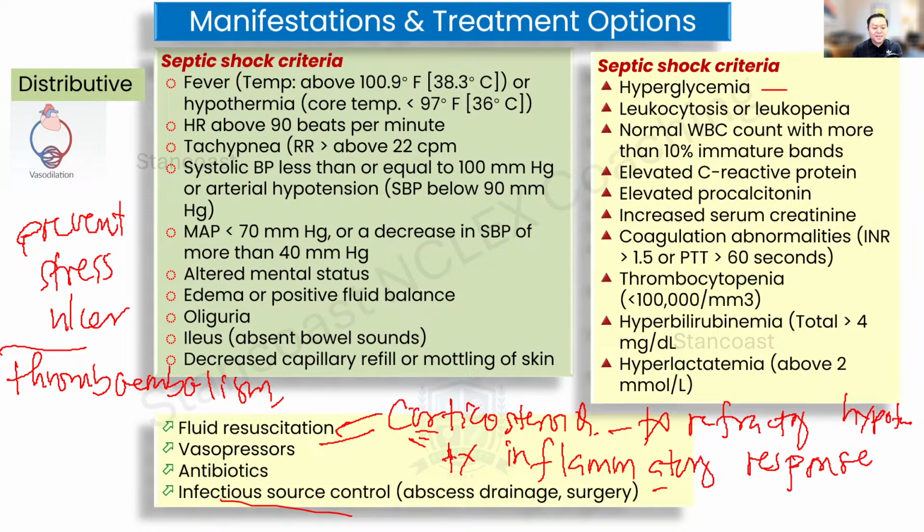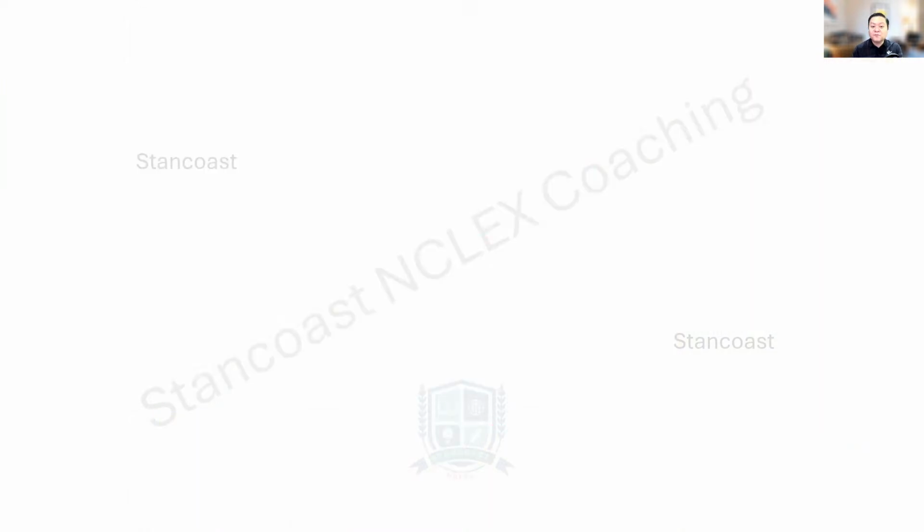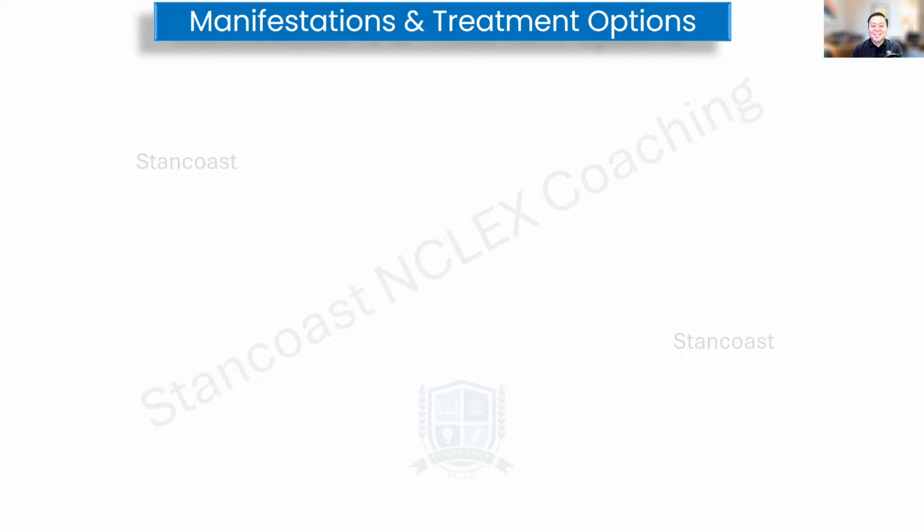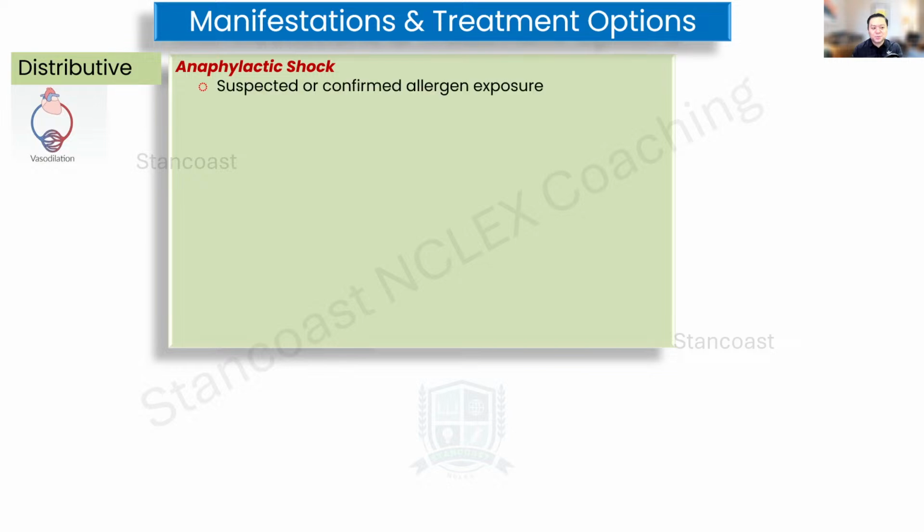All right, enough of this. Let me move forward to another screen. Let's talk about the next type of shock. Under the distributive shock, we have the anaphylactic type of shock, and this is a very common occurrence as well. This is caused by exposure to an allergen that is causing a severe reaction. And so our patient here will have a rapid onset of anaphylaxis.